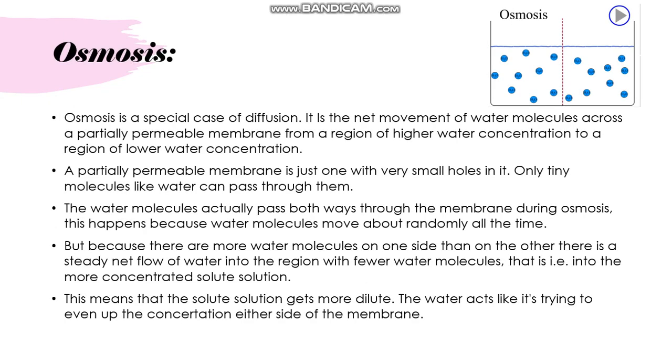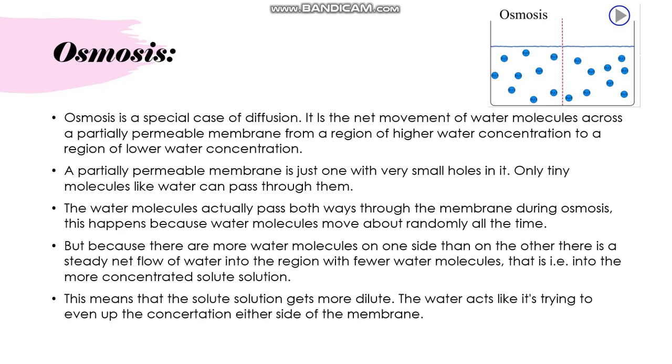Next up we have osmosis. Osmosis is a special case of diffusion. It is the net movement of water molecules across a partially permeable membrane from a region of higher water concentration to a region of lower water concentration. A partially permeable membrane is just one with very small holes in it, so tiny molecules like water can pass through them. The water molecules actually pass both ways through the membrane during osmosis.